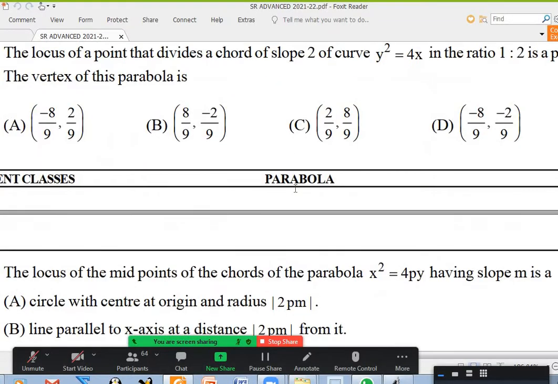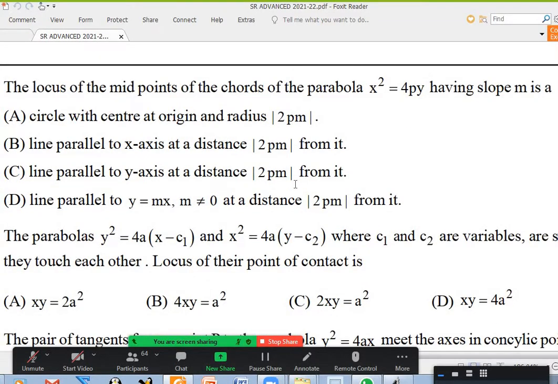So this is 41. The locus of midpoints of the chords of the parabola having slope m will be a line. Okay.